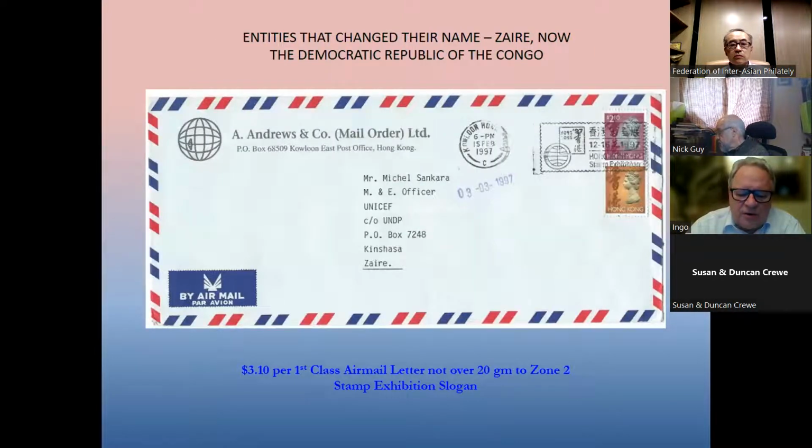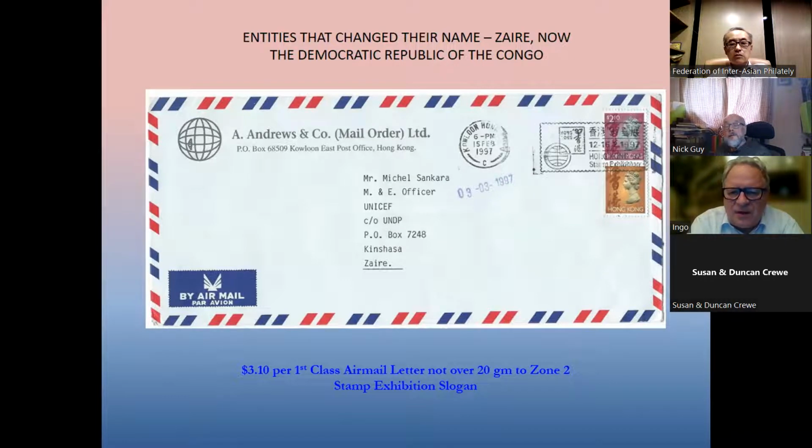A very modern one, the country of Zaire, which now is called the Democratic Republic of the Congo, a very troubled area with all kinds of terrible things happening to civilians there as they fight over natural resources in the eastern region of the country. This one is going to UNICEF, and it's the $3.10 rate.